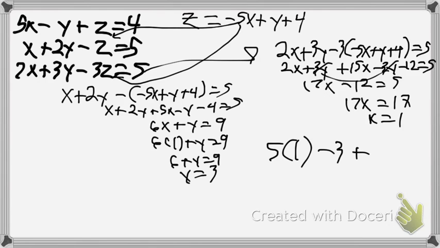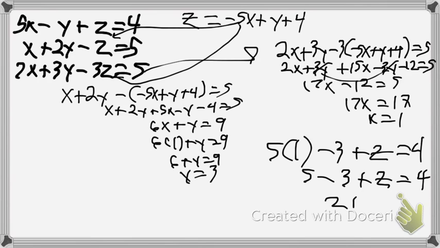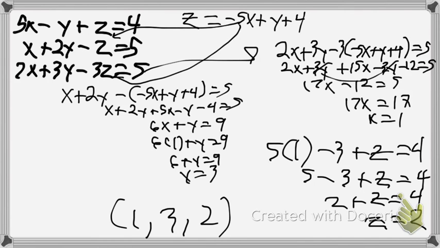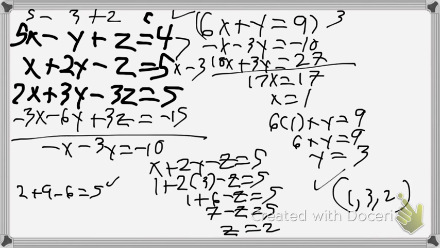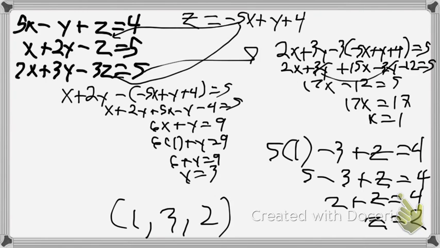Plug in my 1 and my 3. 5 times 1 minus 3 plus z equals 4. 5 minus 3 plus z equals 4. 2 plus z equals 4. And z equals 2. So my ordered triplet is 1, 3, 2. Hey guys, check it out. 1, 3, 2, same answer.